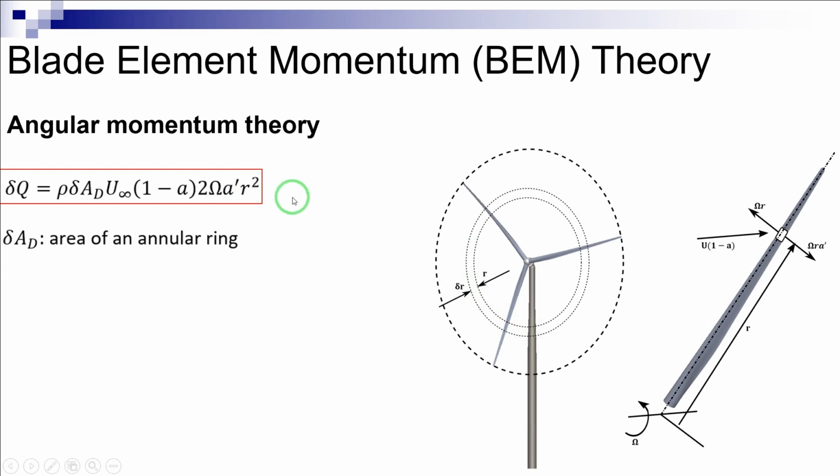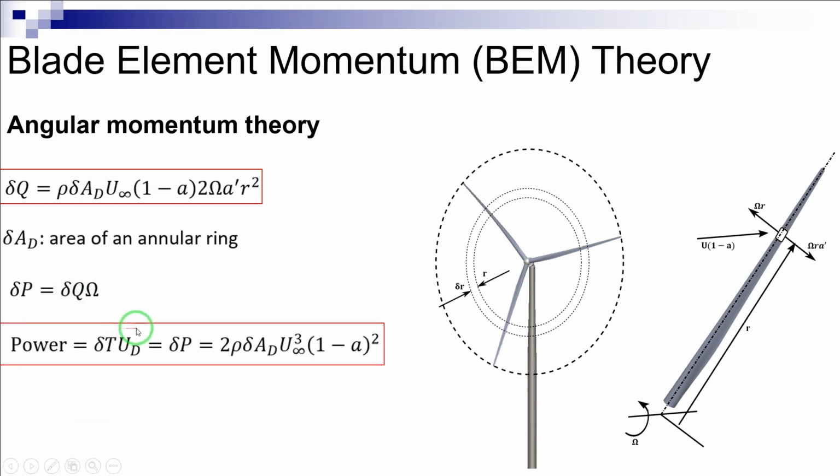passing through the ring using this equation for delta Q, where here delta A_D is the area of an annular ring. Thus, the rotor power output increment can be calculated using this equation. Delta P equals delta Q times omega. The rate of variation of the axial momentum given earlier based on the thrust force also yields the total power extracted from the air as shown here. Delta T times U_D equals delta P, which is the rotor power output increment.